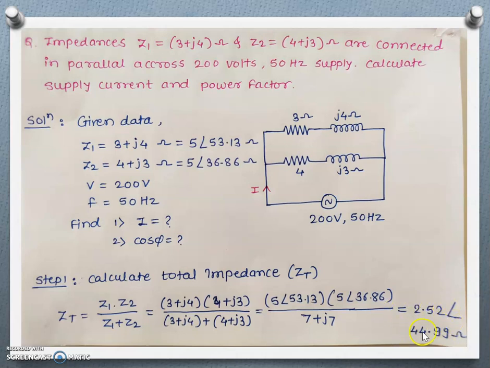2.52 at an angle of 44.99 ohm. This is the value of the total impedance of the circuit, that is Z1 in parallel with Z2. This parallel combination has an equivalent impedance of 2.52 at an angle of 44.99 ohm.